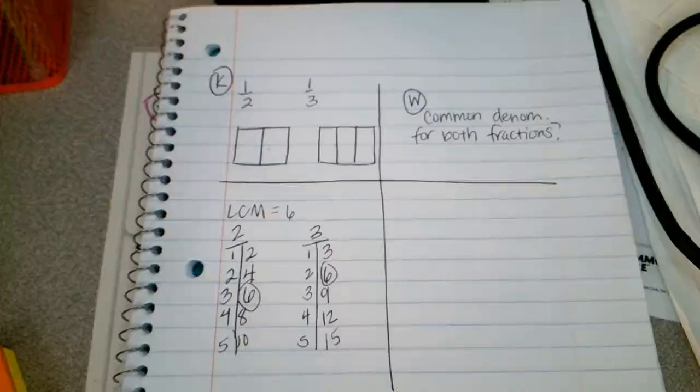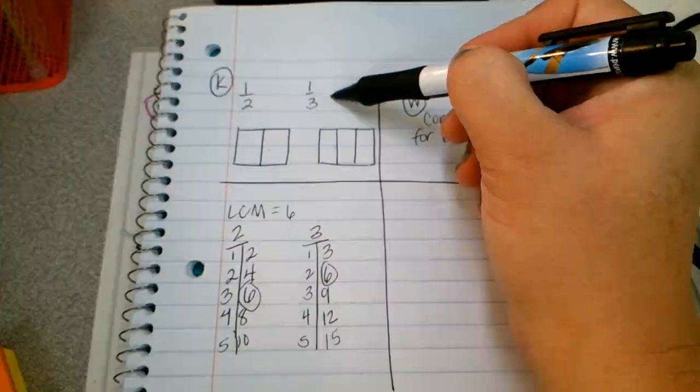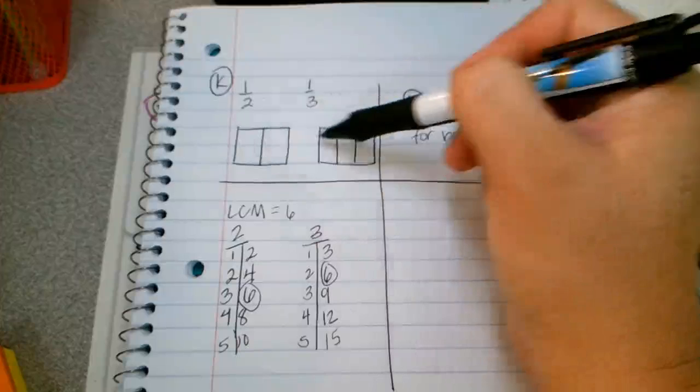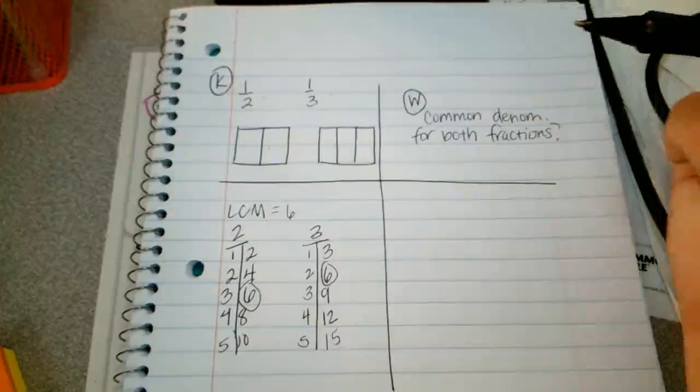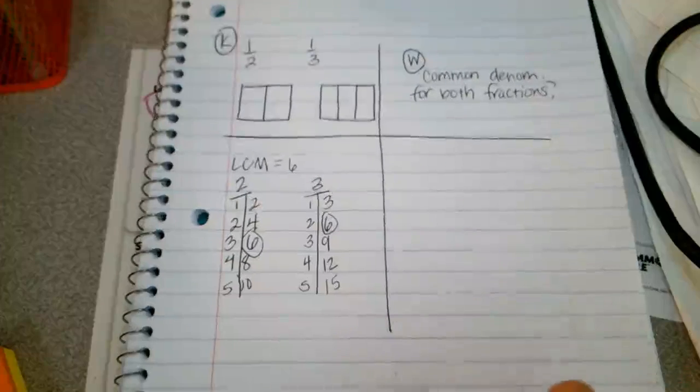Okay, so the object here of this problem was that we needed to find the least common multiple of 2 and 3, and then we need to turn our original fractions, 1/2 and 1/3, into fractions that have the same denominator. Now we've already drawn models right here of each fraction. So I'm going to show you 2 ways to figure this out.